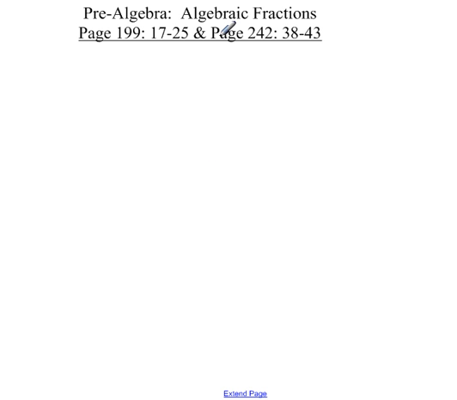So let's look forward to page 242. Now the way these are different is they're set up as multiplication problems. So now let's look at the first one, 38. 38 is 4a over 5 multiplied times 3 over a.